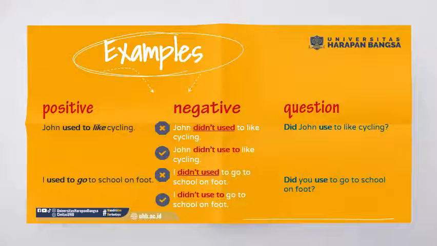Next example. I used to go to school on foot. What about the negative one? You cannot say, I didn't used to go to school on foot. Remember, didn't is followed by use without T. So the correct sentence will be, I didn't use to go to school on foot. And for the question, we have, did you use to go to school on foot?